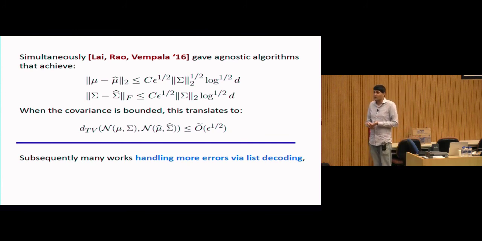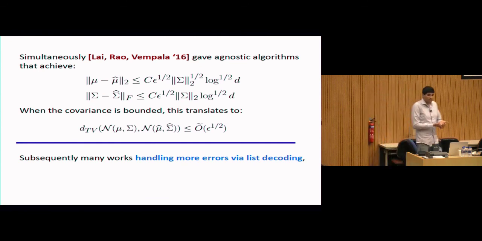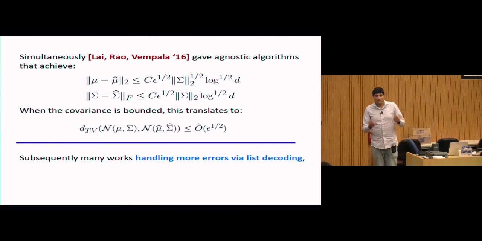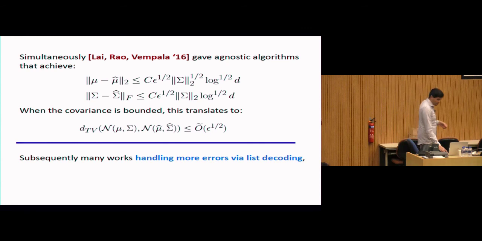So what happens if an adversary is allowed to corrupt more than half of the data points? Well, it's kind of hard to even define what you want to do then, because the adversary could just create an entirely new Gaussian. And how would you know which one is the right one? But if the adversary is allowed to corrupt 90% of your data, you instead ask the question in the formulation of list decoding, where you want to output maybe 10 hypotheses, one of which is close to the right answer. That turns out to be possible.